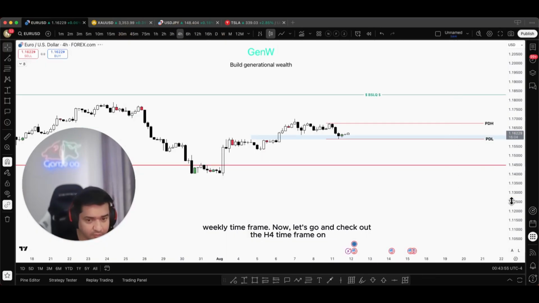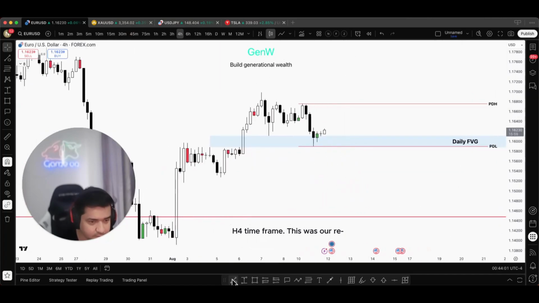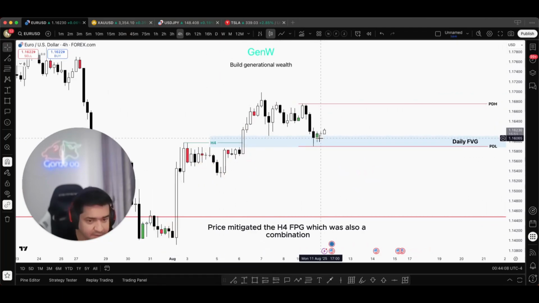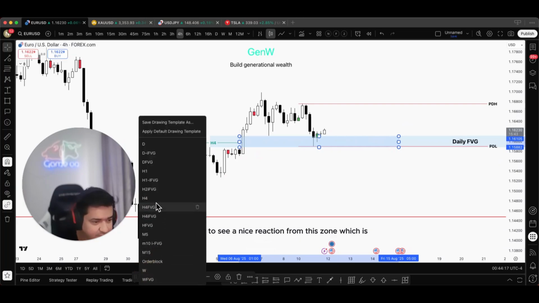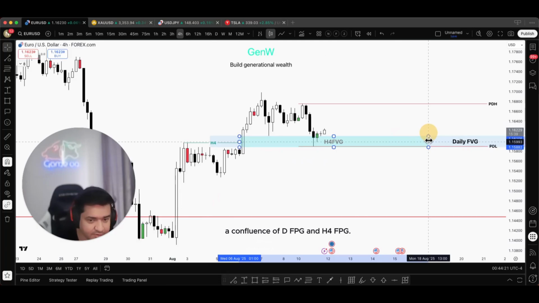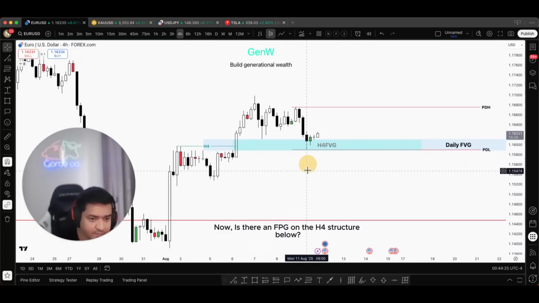Now let's go and check out the H4 time frame. On H4 time frame, this was our most recent H4 swing structure. Price mitigated the H4 FVG, which was also a combination of daily FVG and H4 FVG from yesterday, and we seem to see a nice reaction from this zone, which is a confluence of DFVG and H4 FVG.